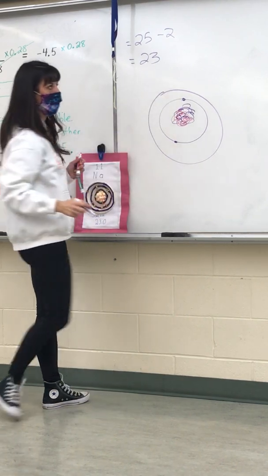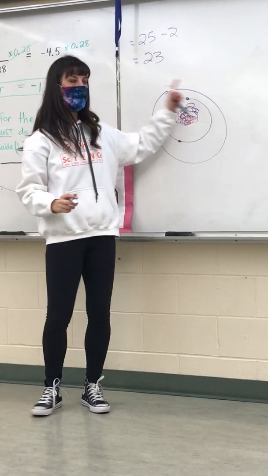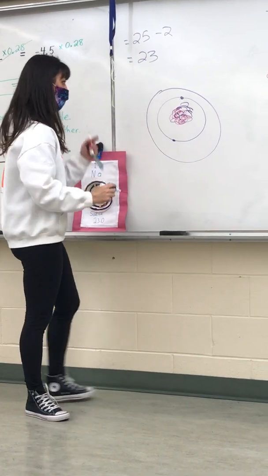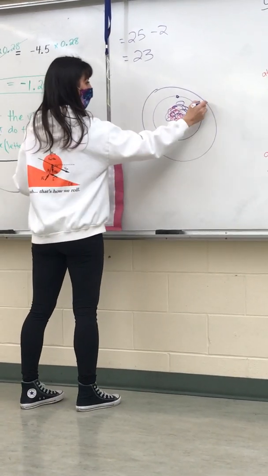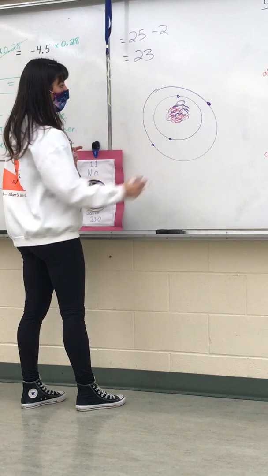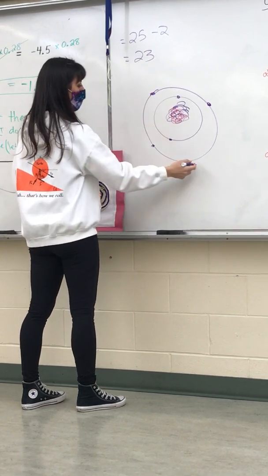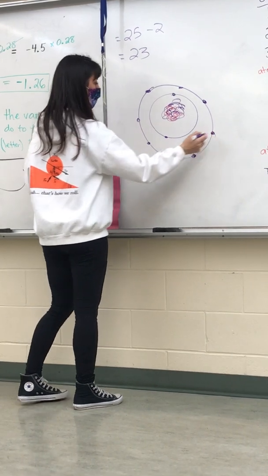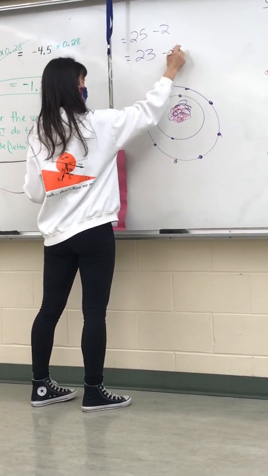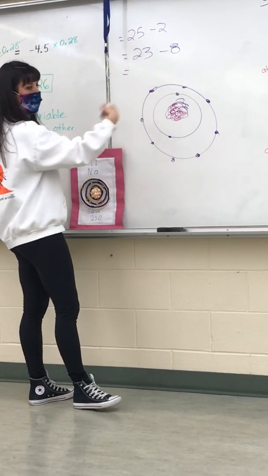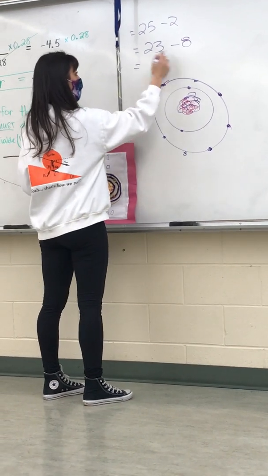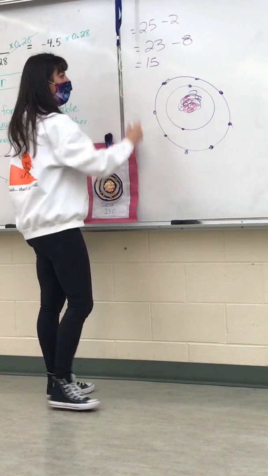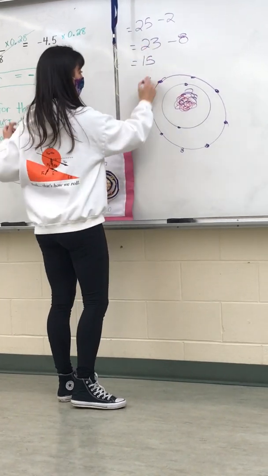I've still got 23 left. How many can I fit maximum in my second orbital? 8. And I'm going to put them as far apart as possible. 1, 2, 3, 4, 5, 6, 7, 8. So now I've taken 8 off, and that one's full. So 23 minus 8? 15. So I'm going to need a third orbital.